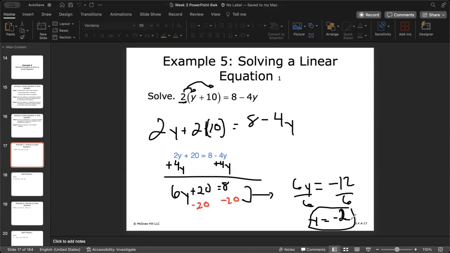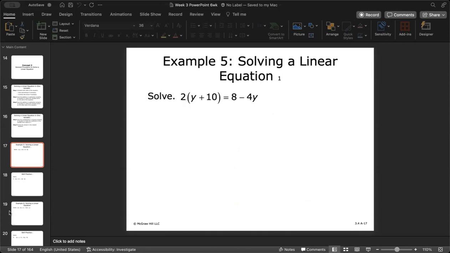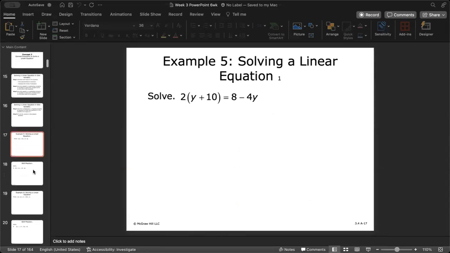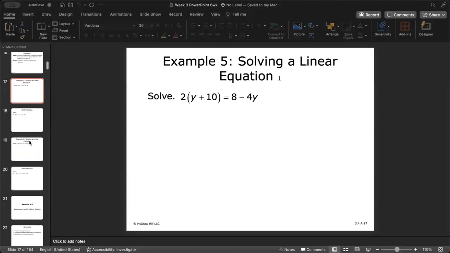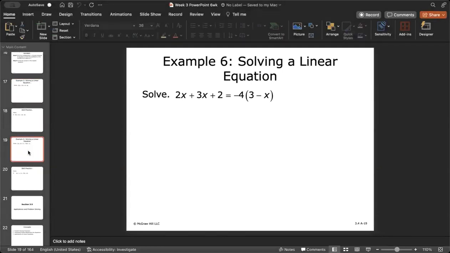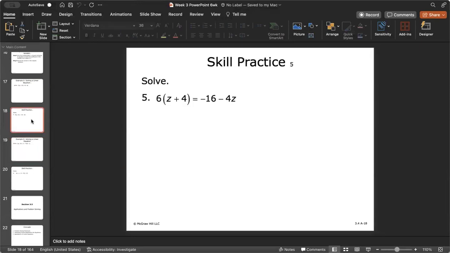Pardon my handwriting. Okay, so I think maybe there's one more. Oh yeah, is there one more? Well, we can do another one. Let's do one more like this. And then I have one more after that I want to do.